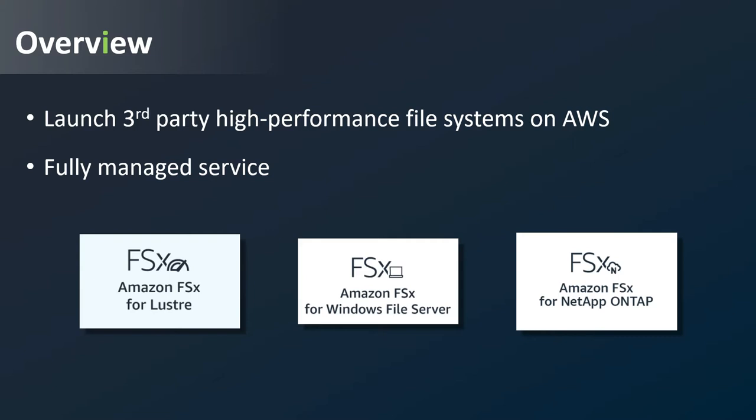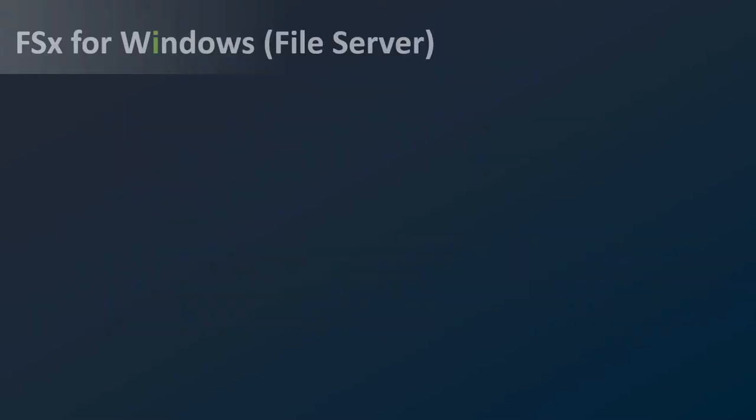So from an exam perspective, you should think of FSx as a way to launch third-party high-performance file systems, and the exam will test you on FSx for Lustre and FSx for Windows File Server. NetApp ONTAP does not come up on the exam. So in this session, I will only cover FSx for Lustre and FSx for Windows File Server. So first, let's explore Amazon FSx for Windows File Server.